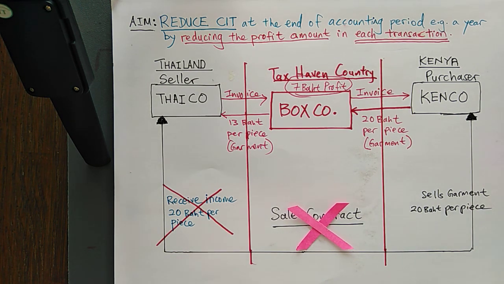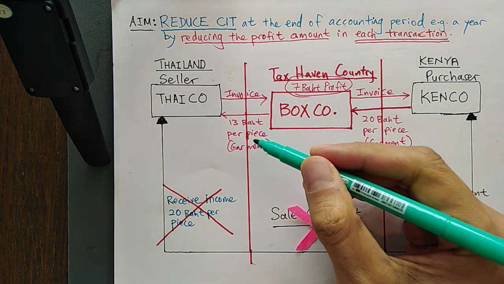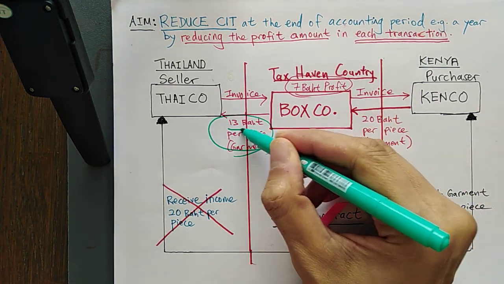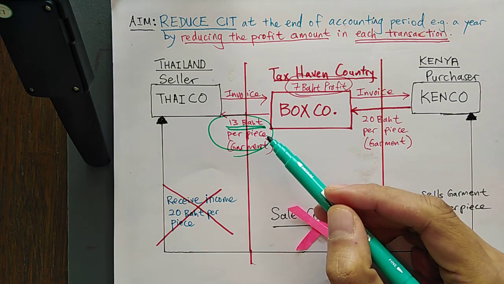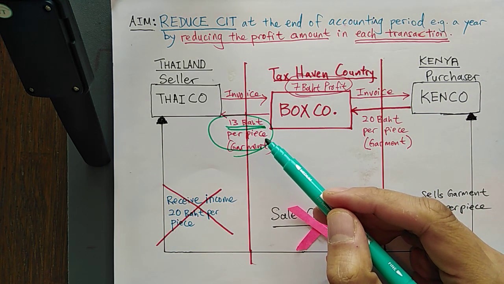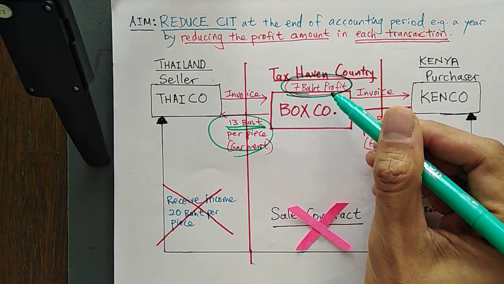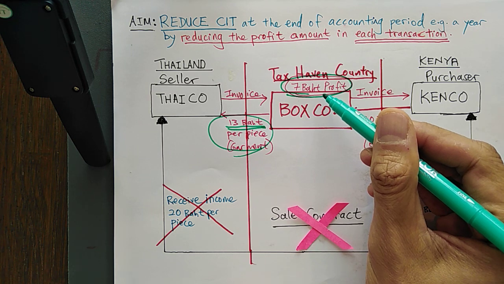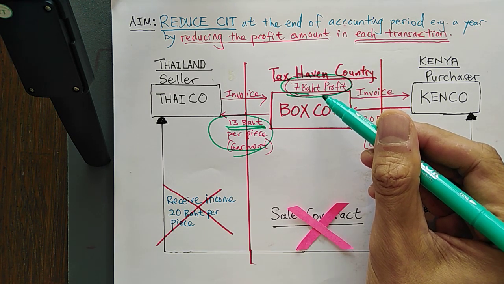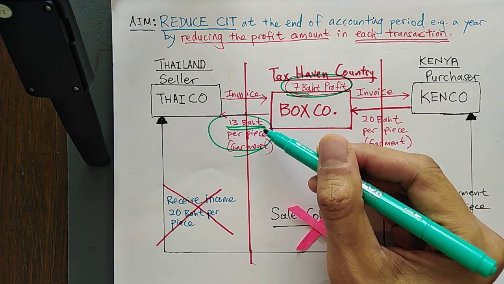Now, because this method of transfer pricing is used so commonly, as I said earlier, the Revenue Department of Thailand and in many countries of the world has methods, even formulas, to make sure that this particular amount, the 13 baht per piece here, is the real purchase price, not something made up to just transfer profit to a low tax jurisdiction or no income tax jurisdiction. How would they check if this 13 baht is real?